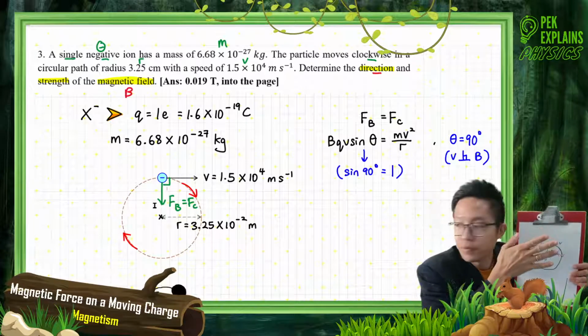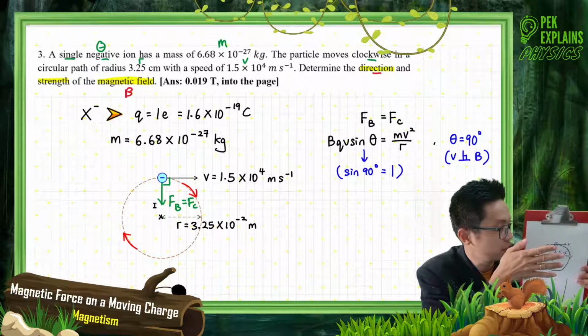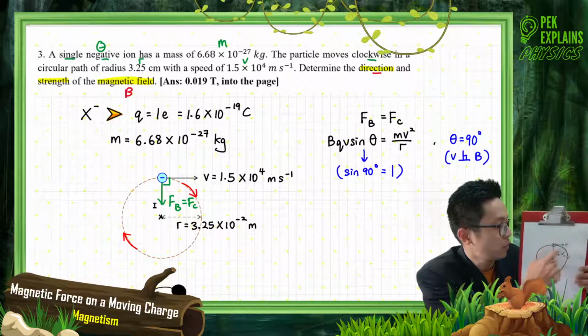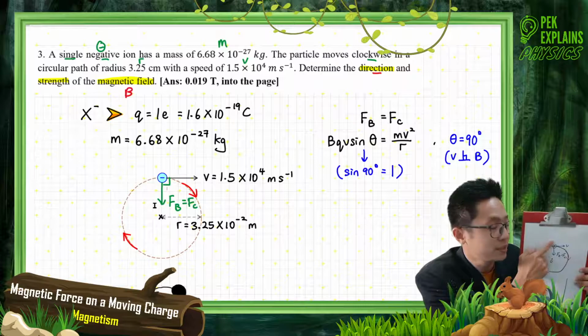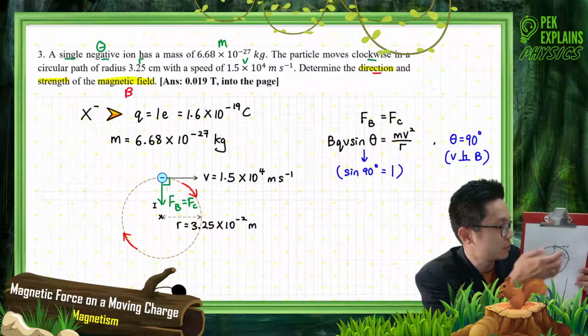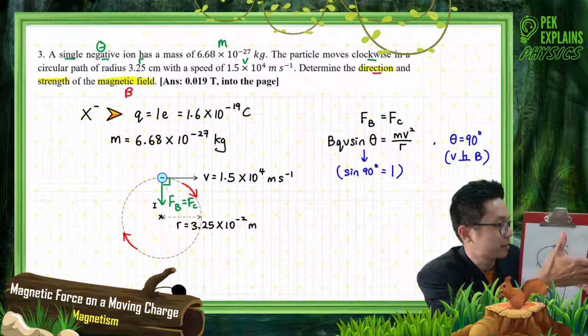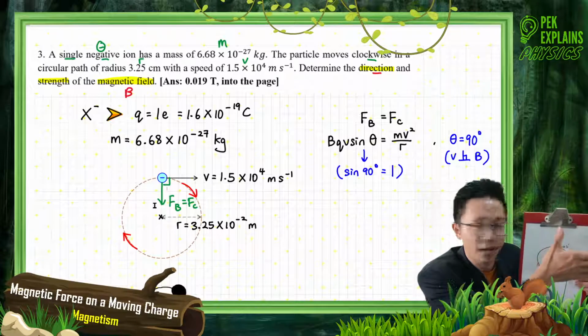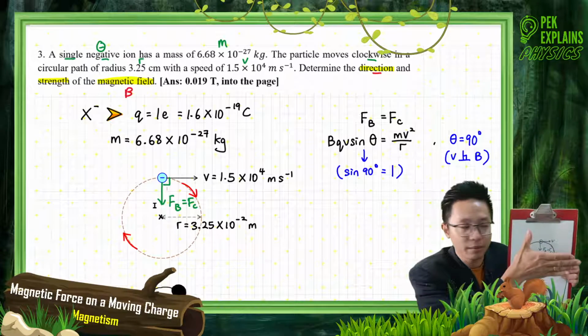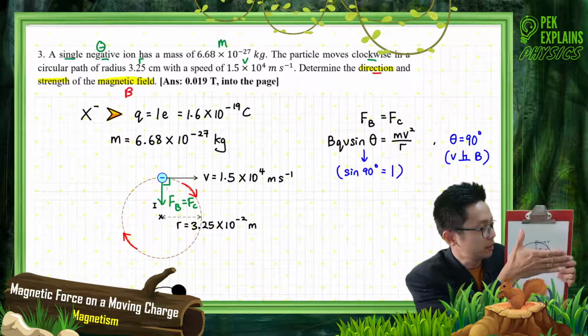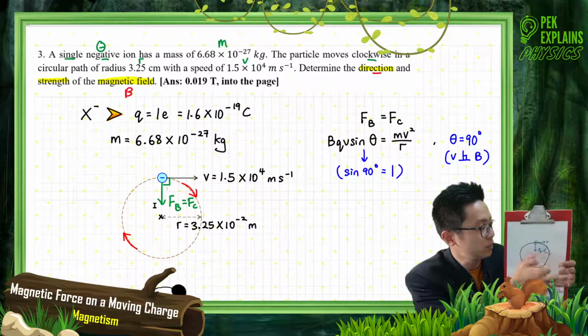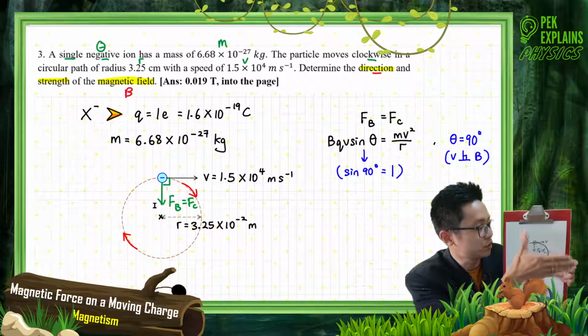Velocity is the finger. Force downward means my thumb should be upward, because for a negative charge, the thumb must be opposite the force. So velocity this way, my thumb is upward, because the force is downward. The thumb should be opposite the force. Like this.